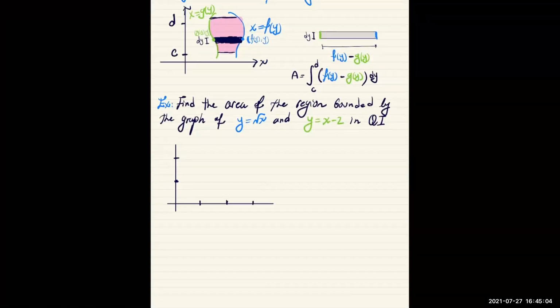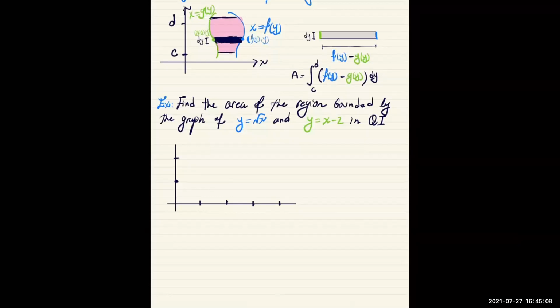Professor, here we have to change x and y. Yes, I'll get to that.